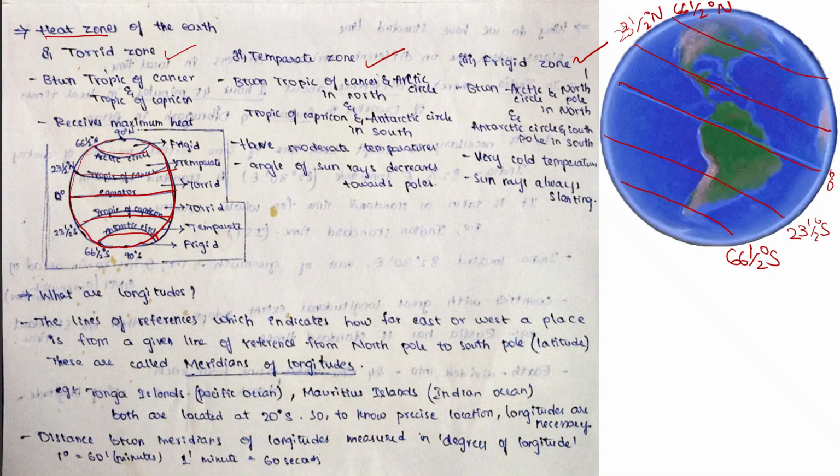So if we talk about torrid zone, the area between Tropic of Cancer and Tropic of Capricorn, including the equator, this area is called torrid zone, and this area receives the maximum heat or maximum sunlight.